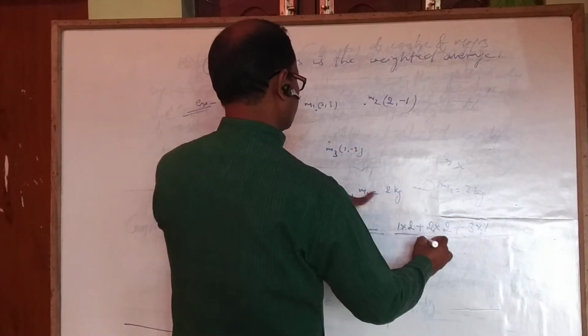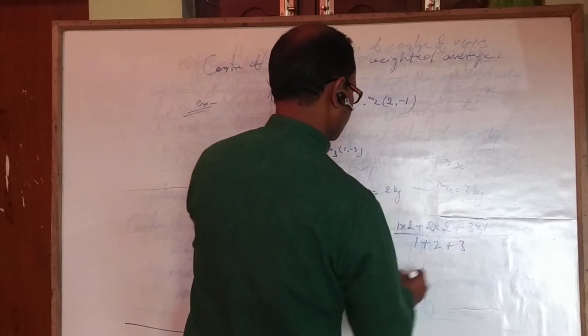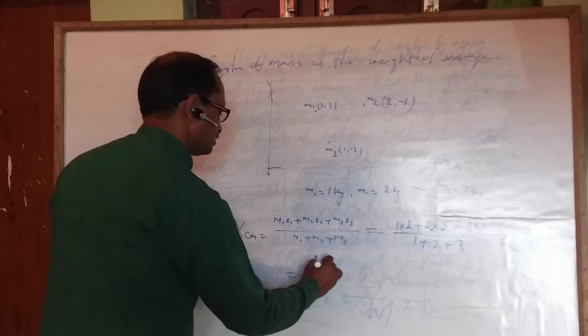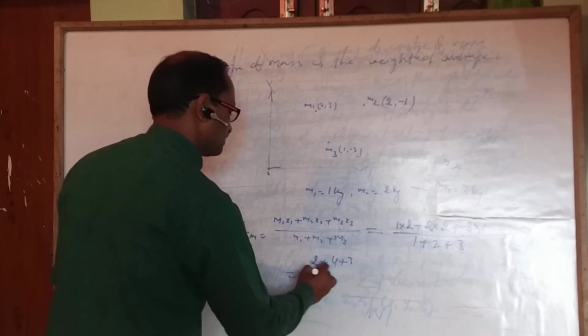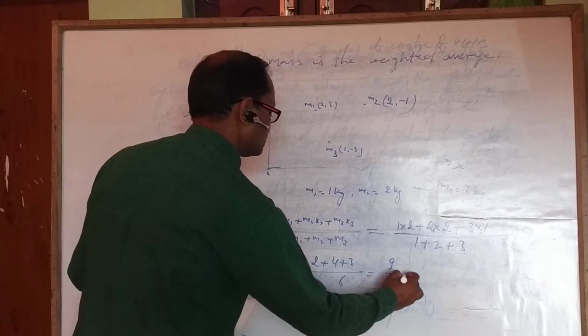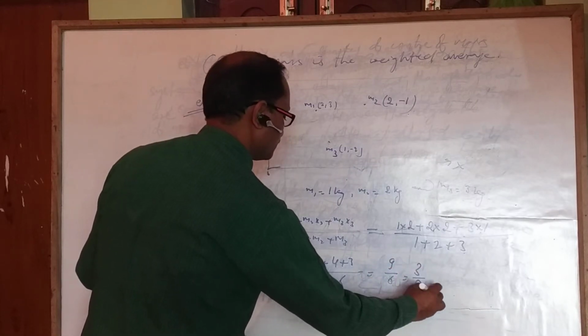(1 × 2 + 2 × 2 + 3 × 1) / (1 + 2 + 3), that is (2 + 4 + 3) / 6, 9 by 6, 3 by 2.